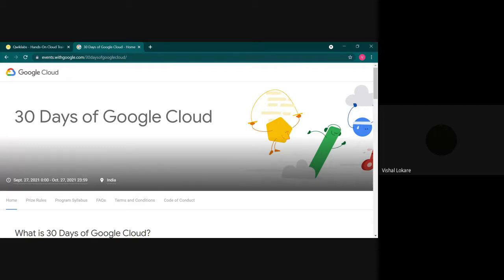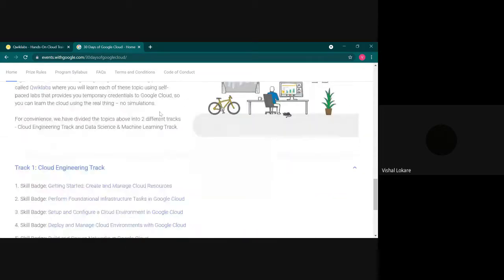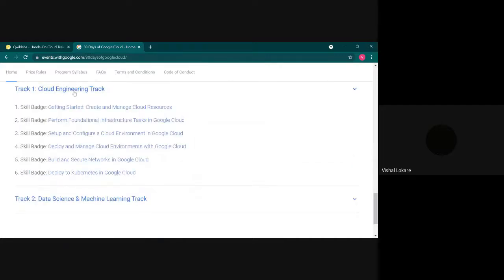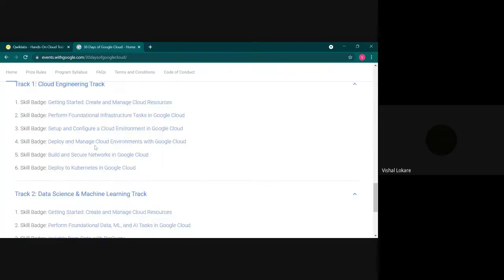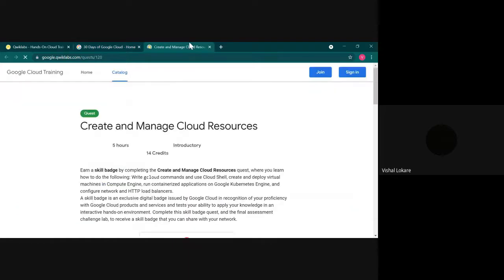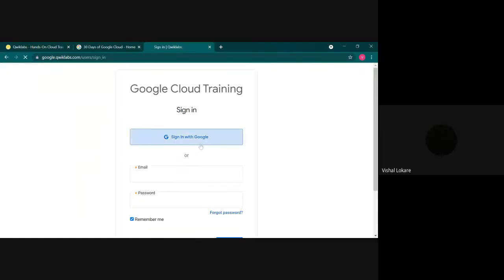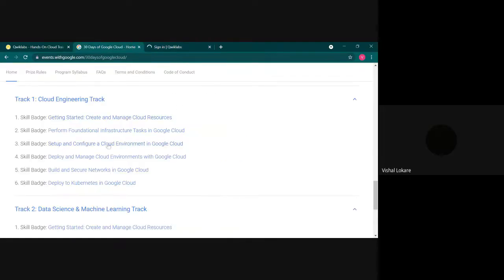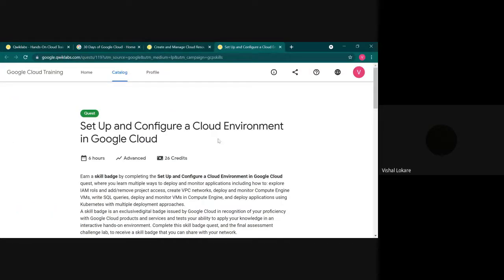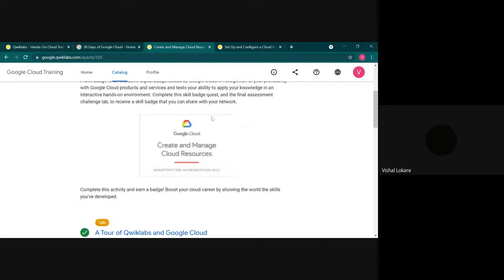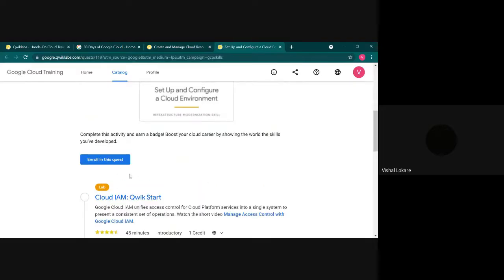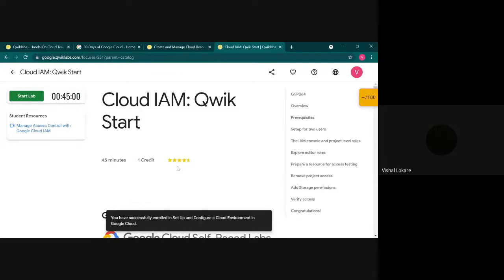After going to this website, you can scroll down and you'll get the program syllabus. Both the tracks are mentioned here, and all the 6 modules from the 2 tracks. Let's say you want to start with the first one. You just open it in a new tab, and there will be an enroll button over here. If you have already enrolled, you will not get the enroll button. But if you have not, you'll get this button, and after clicking on it, you will be enrolled into the quest and you can start doing the labs.